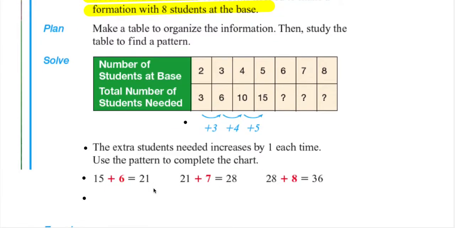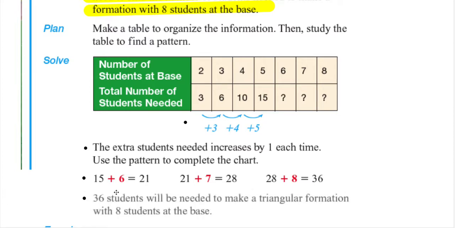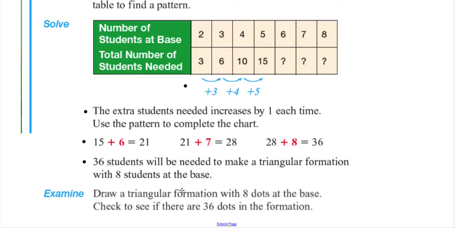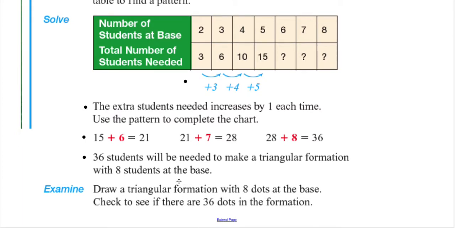Okay, you now have 15 plus 6 will give you 21 students for a base of 6 students. You have 28 students for a base of 7 students. Okay, and 36 students for a base of 8 students. So the answer is that 36 would be needed to make a triangular formation with 8 students at the base. And checking our answer, if we draw a triangular formation with 8 dots at the base, check to see if there are 36 dots in the formation.